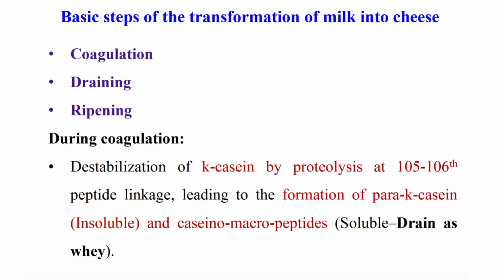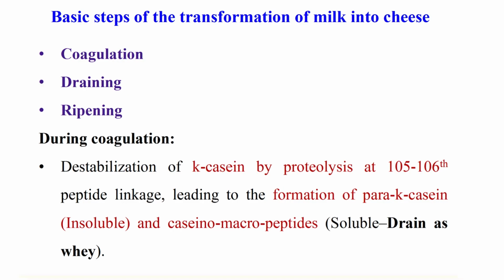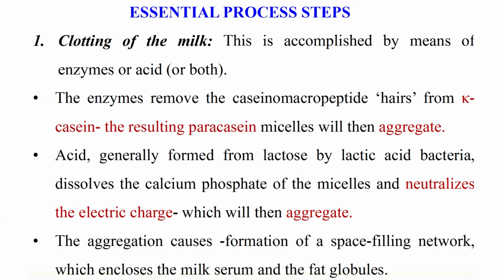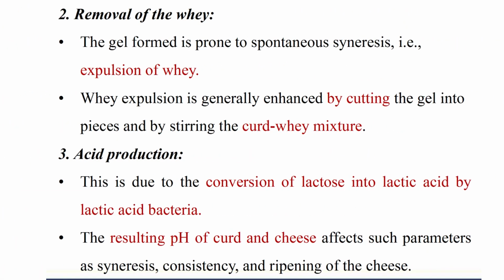1. Clotting of milk, coagulation, achieved by enzymes or acid. Enzymes, rennet: remove casein-macropeptide hairs from kappa casein, leading to paracasein micelle aggregation. Acid: lactic acid, from lactose conversion by lactic acid bacteria, dissolves calcium phosphate and neutralizes micelle charges, causing aggregation. This forms a space-filling network, enclosing milk serum and fat globules. 2. Removal of whey, draining. The formed gel spontaneously undergoes syneresis, expelling whey.